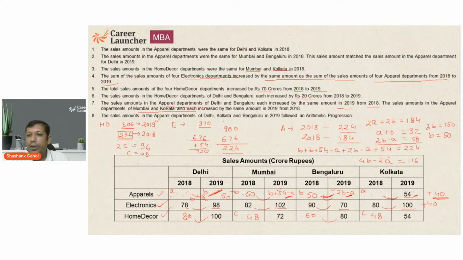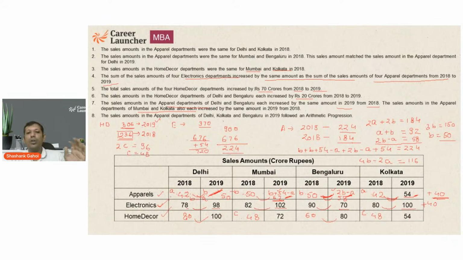Now, if B is 50, A should be 42, because A plus B is 92. This is 42, and this is also 42. So I am seeing an increase here of 8, so that should be 58. Here I can see the increase of 12, so this should be 62.